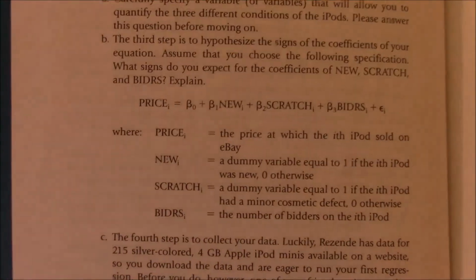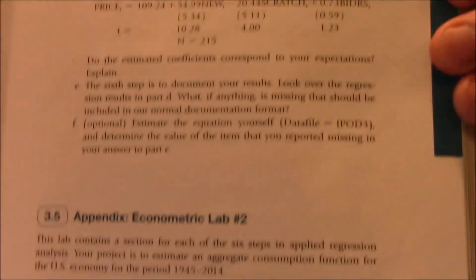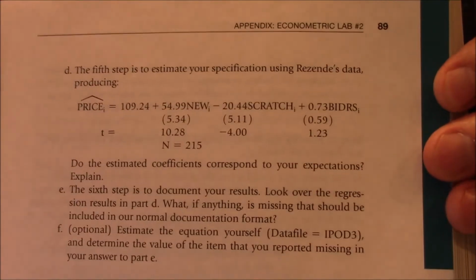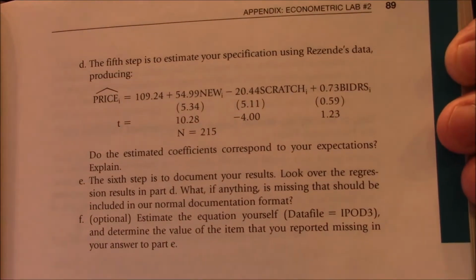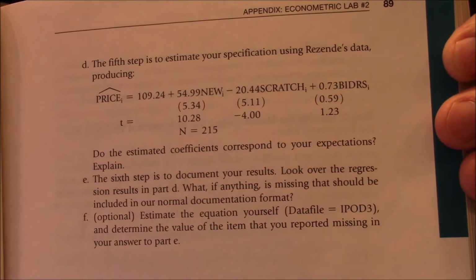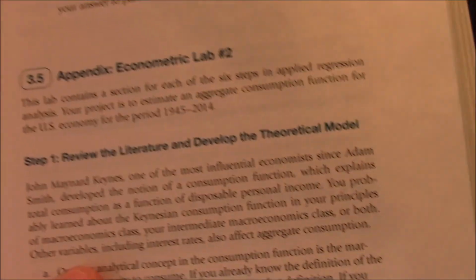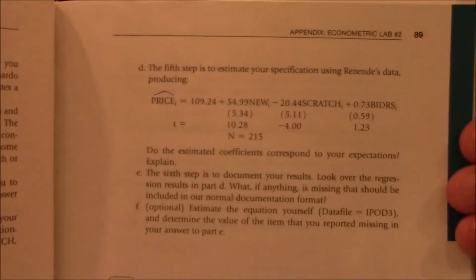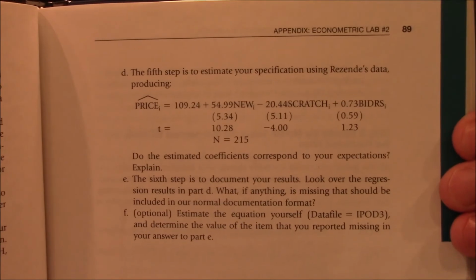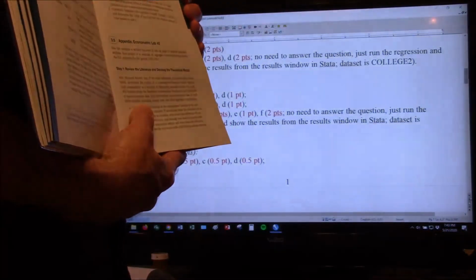And notice it's got the stochastic error term at the end. You're thinking, I think that's the actual true equation. Over here, you've actually got a regression result. You've run it now. And do the estimated coefficients correspond to your expectations? So it's real simple in here. You're saying whether or not you got the signs you expected on part D. And then what's next? E.